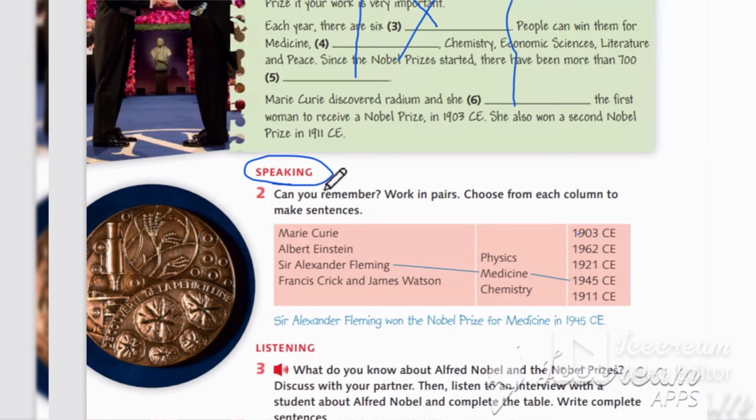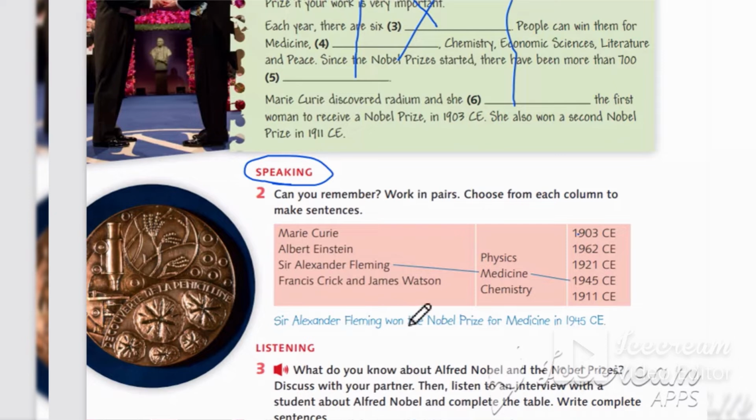Now exercise number 2, it's a speaking exercise. Read the question. Can you remember? Work in pairs. Choose from each column to make sentences. We have Marie Curie, Albert Einstein, Sir Alexander Fleming, Francis Crick and James Watson. Physics, medicine, chemistry, and we have years. Now we will match the person and the field that he works in and won the Nobel Prize in, and we will continue with the year. We have the first example.